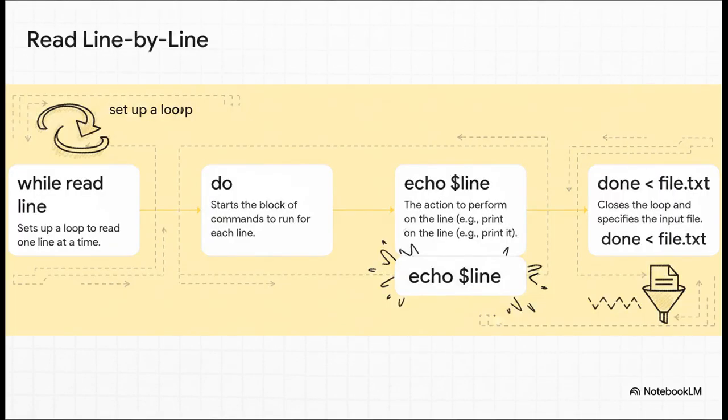But for actually processing data inside a script, here's the real power move. Let's break this down. The while read line part tells the script, hey, I want you to grab one line at a time from a file, and for now, just call it line. The do and done section, that's where the magic happens. You can put any commands you want in there. Here, we're just echoing the line, but you could be doing some serious work. And that < file.txt at the very end just tells the loop which file to read from. This gives you amazing control.